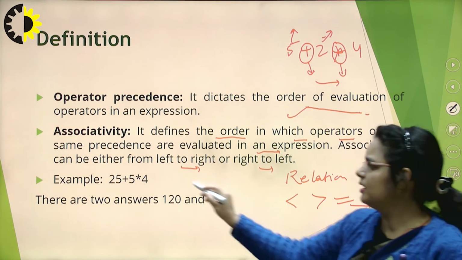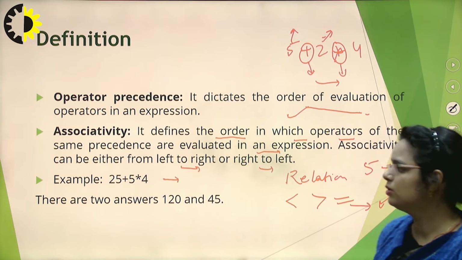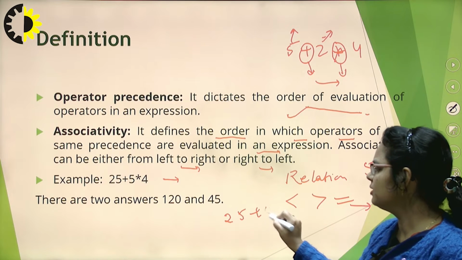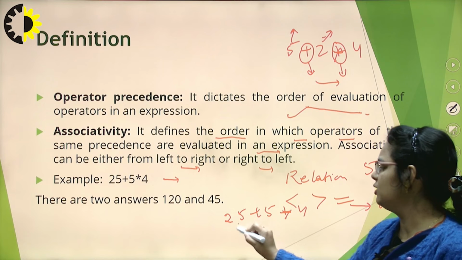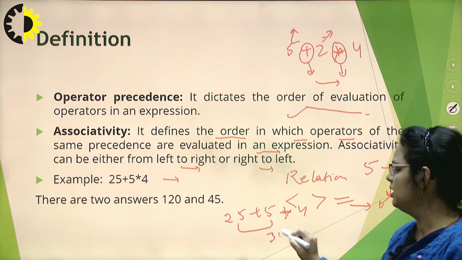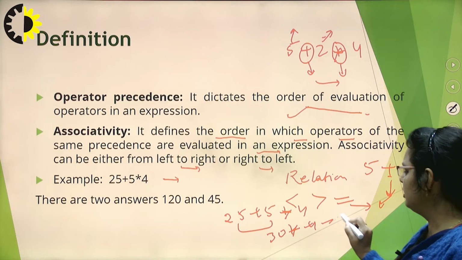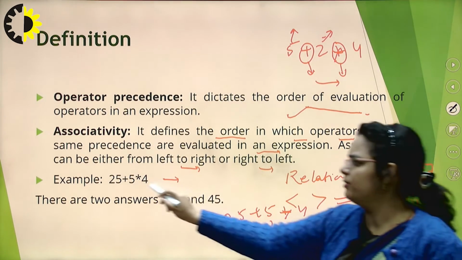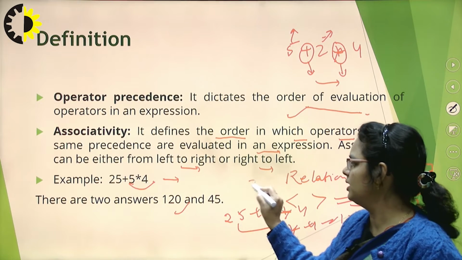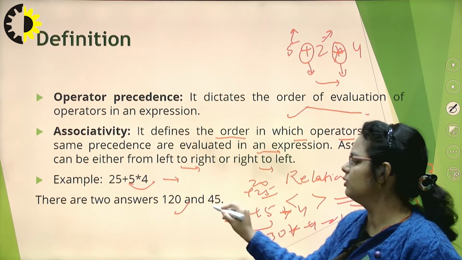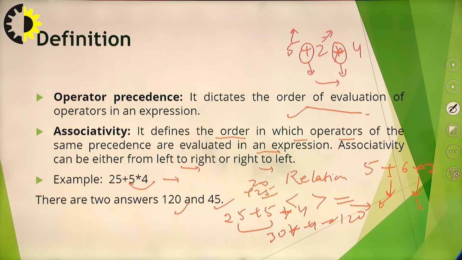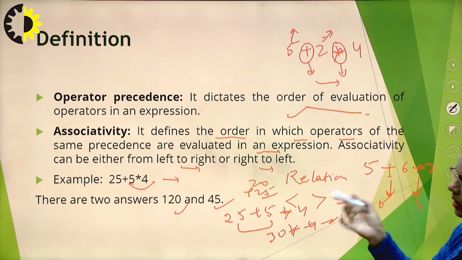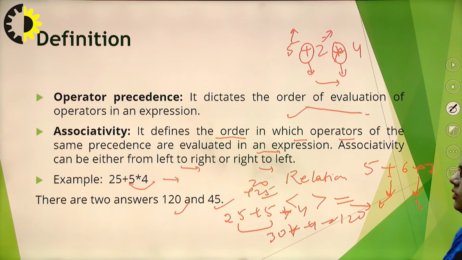Let us take an example: 25 plus 5 multiply 4. It could either be 25 plus 5, which is 30, into 4, and the answer would be 120. Or we can evaluate 5 into 4 first, which is 20, plus 25, and the answer would be 45. So the answer could be either of these. Which is the correct answer? This is taught in operator precedence and associativity.